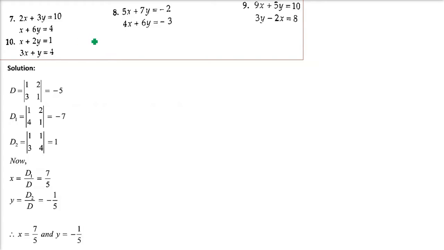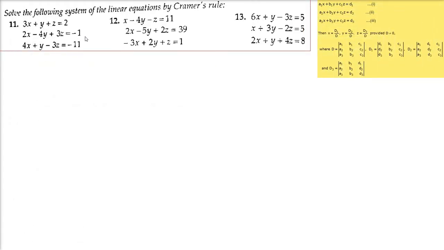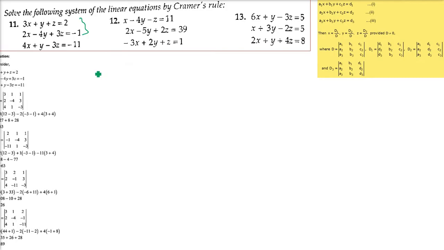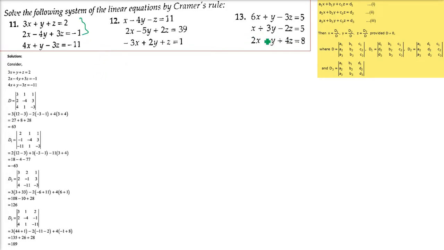So this is the last one. Now, using Cramer's rule, how to solve a linear equation with 3 variables. So we have a question with 3 variables here. The 2 variable, 3 variable, 4 variable, all will be like that, right? I presume that you know how to do the determinant of 3 by 3.